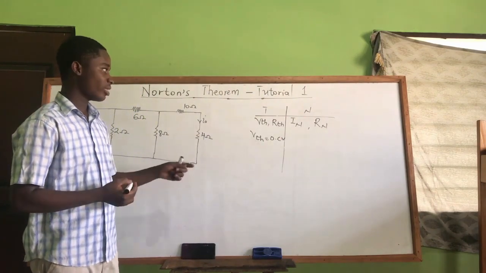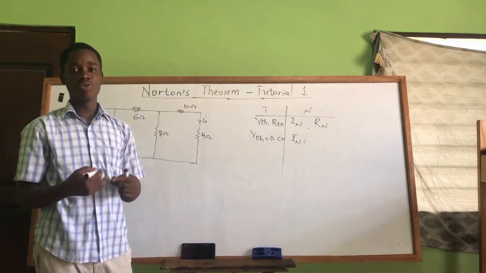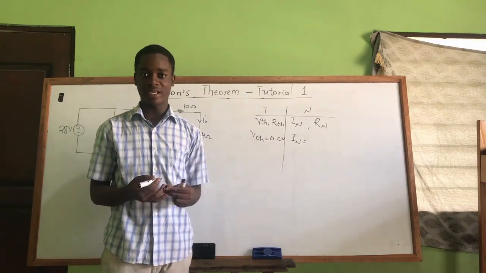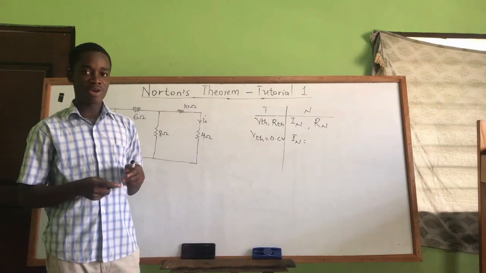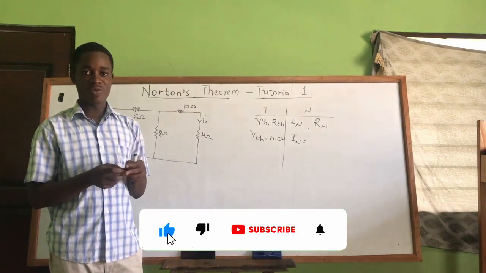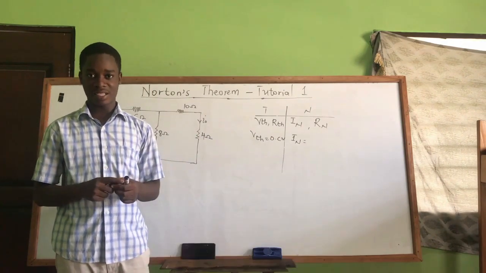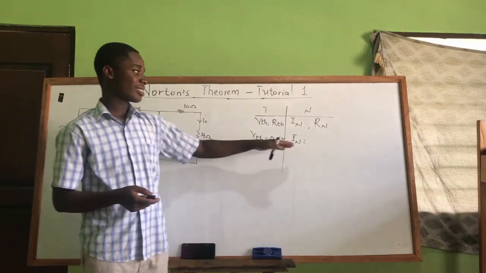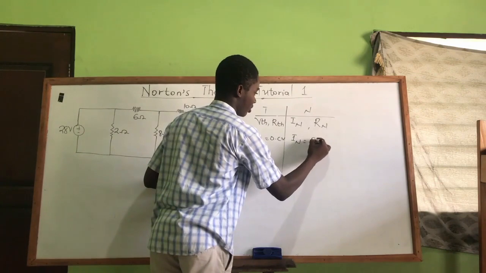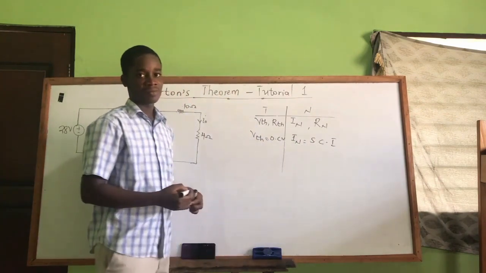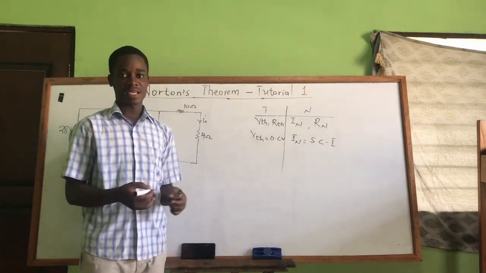But in Norton's, when we are finding IN, Norton's current, we also have to remove the load. The procedure is similar to Thevenin. We have to remove the load from the circuit. But after we remove the load, we are not going to leave that portion open. Instead, we are going to short circuit that portion and find the current in the short circuit. So we also say that Norton's current is the same as the short circuit current. Norton's current is a short circuit current, whilst Thevenin's voltage is an open circuit voltage.